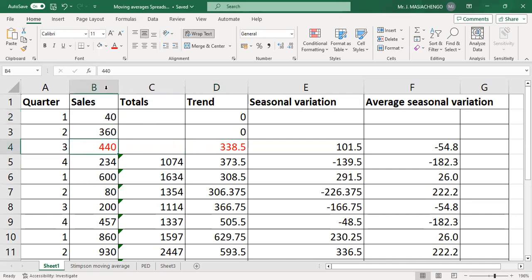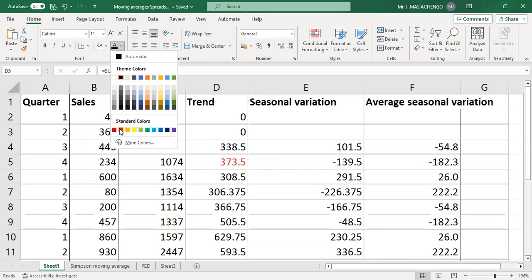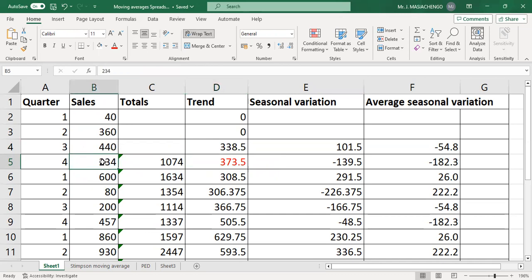Okay, let me change this one. I want to show you how we do it again on another cell. Let's say we are now on this one. Let me highlight this one in red so that you can follow. Okay, this is red. I want to get 373.5. This is the trend. How do I do this one?